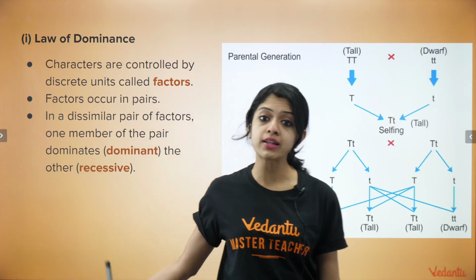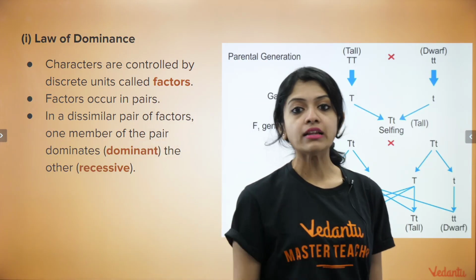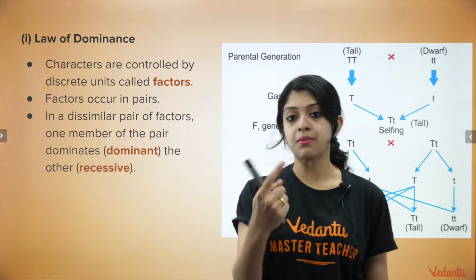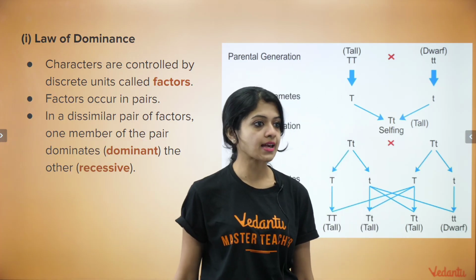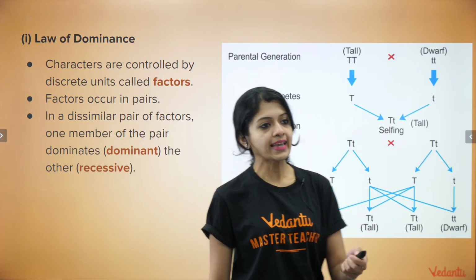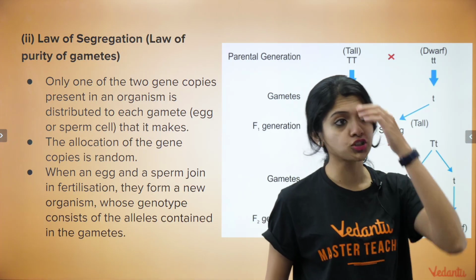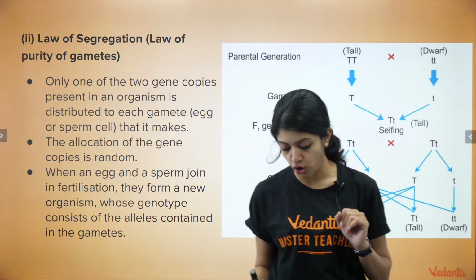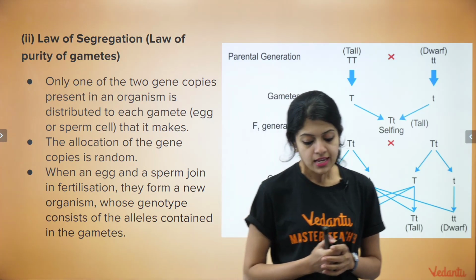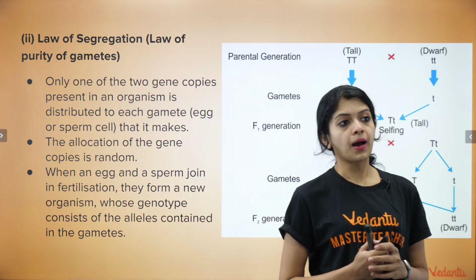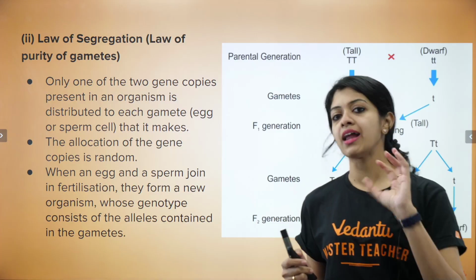The allele for tallness is what? The allele for the dominant trait, tallness. Okay. Yes. Going on, what is the second law? Law of segregation or law of purity of gametes. Yes. So this is again very important because Mendel's laws as such, children, are very, very important.